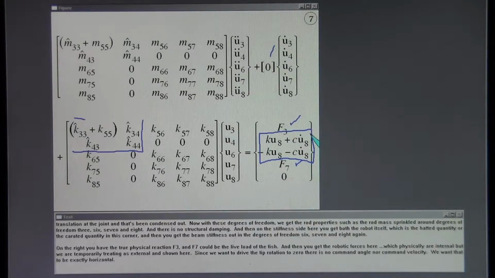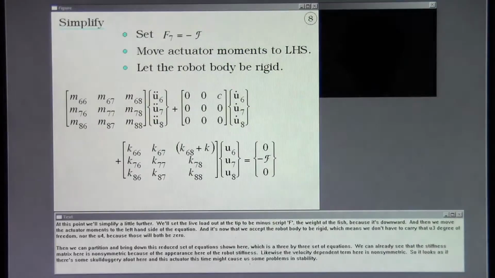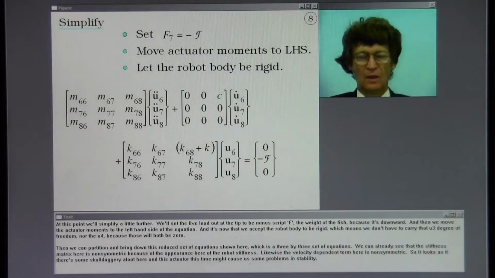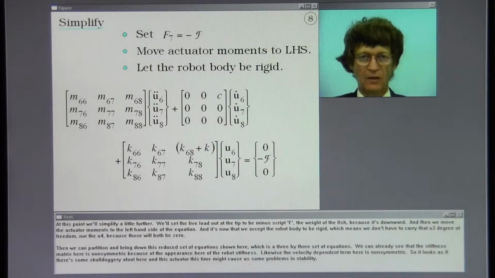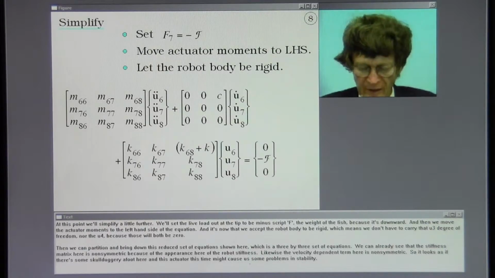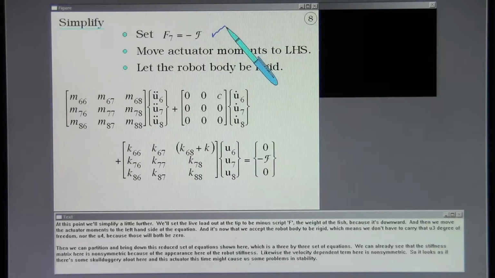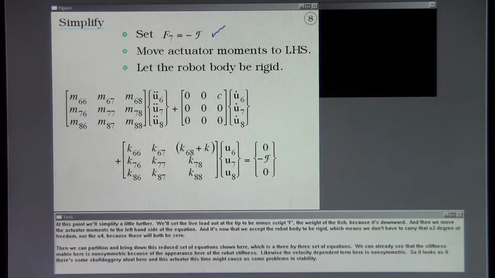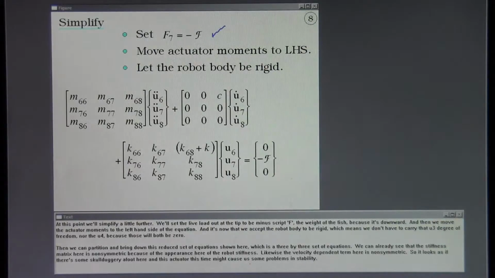Since we want to drive the tip rotation to 0, there is no command angle nor command velocity. We want that to be exactly horizontal. At this point, we'll simplify a little further. We'll set the live load out at the tip to be minus script F, the weight of the fish, because it's downward. And then we move the actuator moments to the left-hand side of the equation.